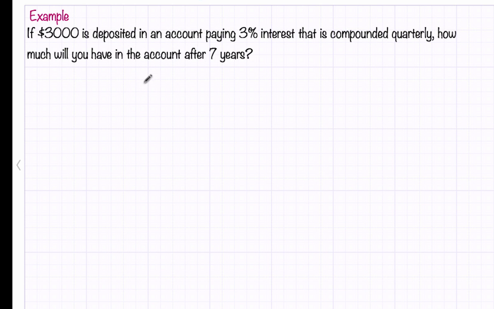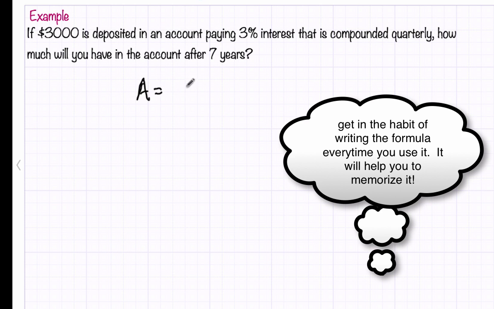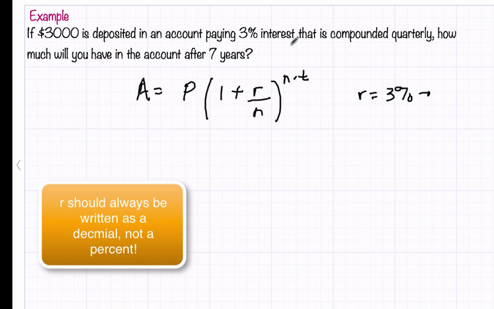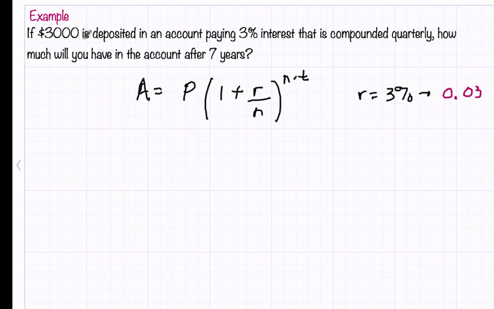So what I can do is I can just write the equation so I have it. Okay, so it's a good habit to get into. We're going to have 1 plus R over N to the N times T. Now, we want the interest rate. R is 3%. Okay, well, that's equivalent to 0.03, 3% in a decimal. So be careful of that.